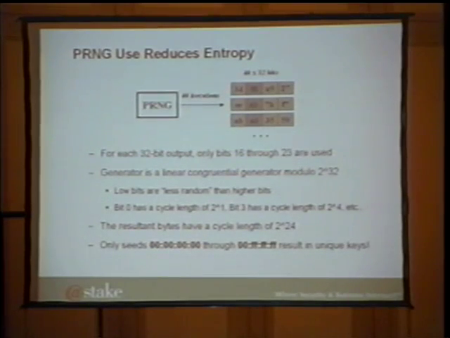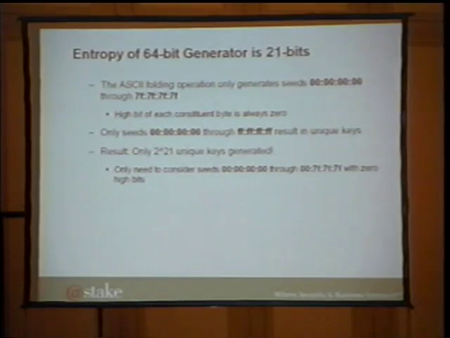Or said another way, for this generator, only the seeds of 00, 00, 00, 00 through 00, FF, FF, FF will result in unique keys. All the other seeds that are used will give you the same result as one of the seeds in this range. So right there, the entropy can be at most 24 bits. Now when you take these effects all together, the net result is the entropy of this generator is only 21 bits.